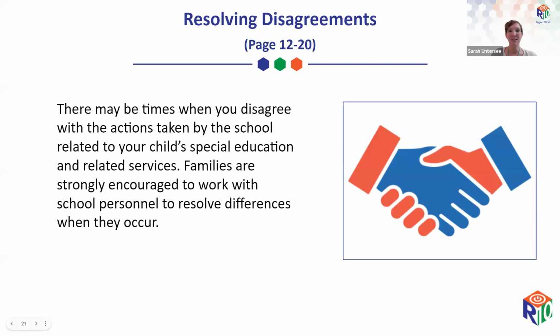Okay, the rest of the document is going to cover resolving disagreements, and this goes from pages 12 to 20. There may be times when you disagree with the actions that are taken by the school related to your child's special education and related services. Families are strongly encouraged to work with school personnel to resolve differences when they occur.